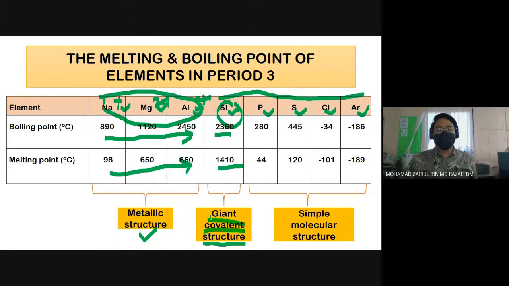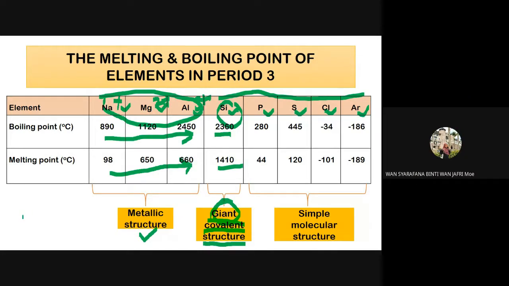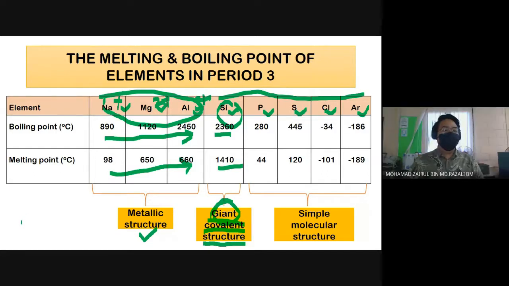Apa maksud giant covalent bond ni? Giant ni apa maksud dia? Besar kan? So, kalau besar, apa yang besar? Apa yang besar pula? Ayat macam mana? Okay, kalau dia ada satu molekul yang besar, apa lagi yang besar? Apa karakteristik yang obvious dia? Yes, molecular mass. Molecular mass.